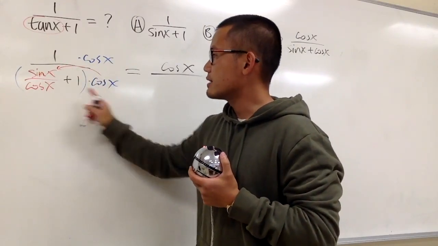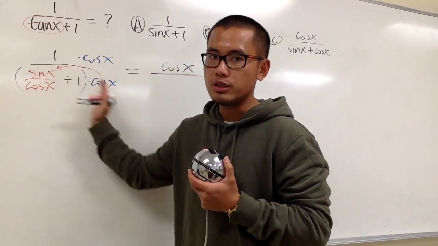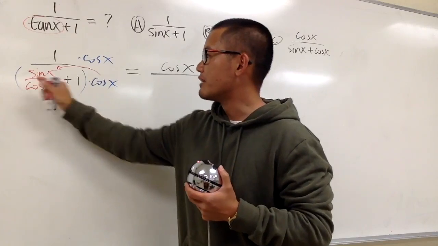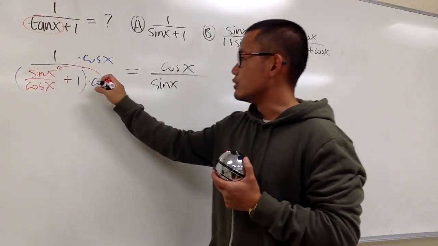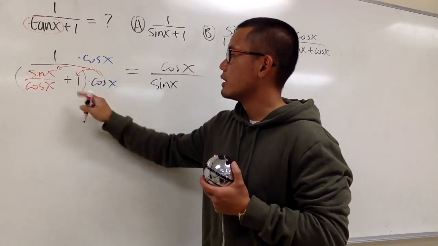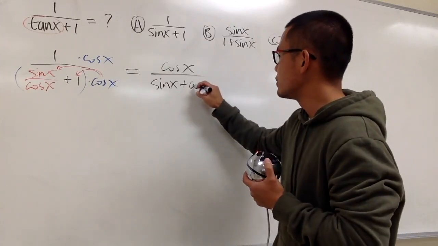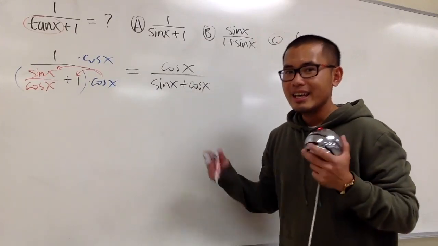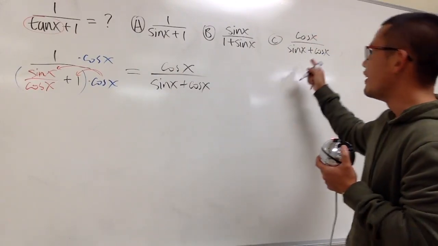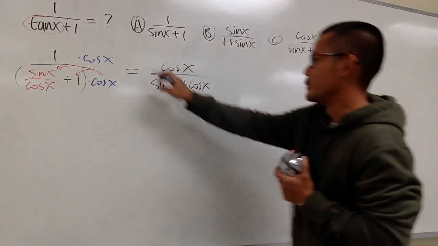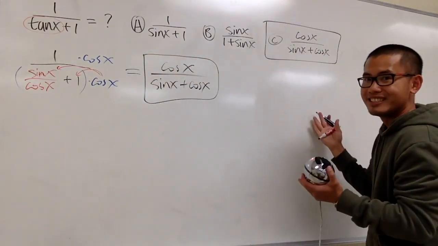When you do cosine x times this cosine x, that cosine x will cancel out when you distribute. That means you will have the sine x left. And then you distribute the cosine x with the 1. So this is plus 1 times cosine x, which is just cosine x. At the end, we see that we have cosine x over sine x plus cosine x, and that's answer choice C. So we know we are done. This right here will be the answer, and that's it.